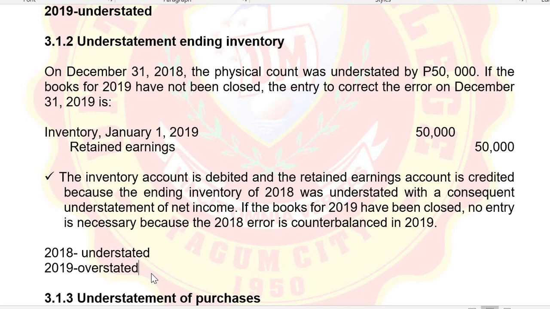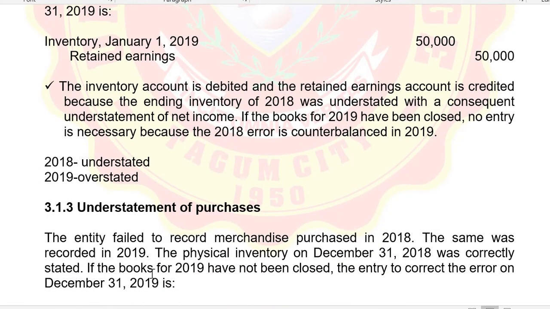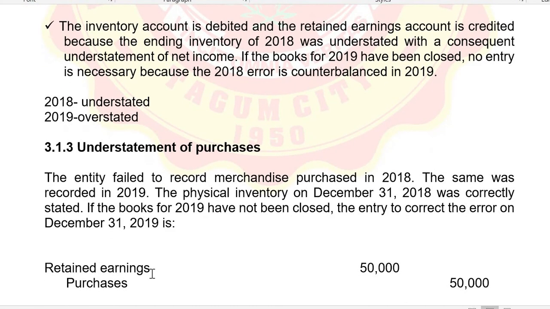Okay? We also have understatement of purchases. Okay? So, the entity failed to record merchandise purchase in 2018, okay? The same was recorded in 2019. So, the physical inventory in December 31, 2018 was correctly stated, okay? So, if the books for 2019 have been closed, the entry to correct the error in December 31, 2019 is, yan, okay? Debit retained earnings, credit purchases, okay?